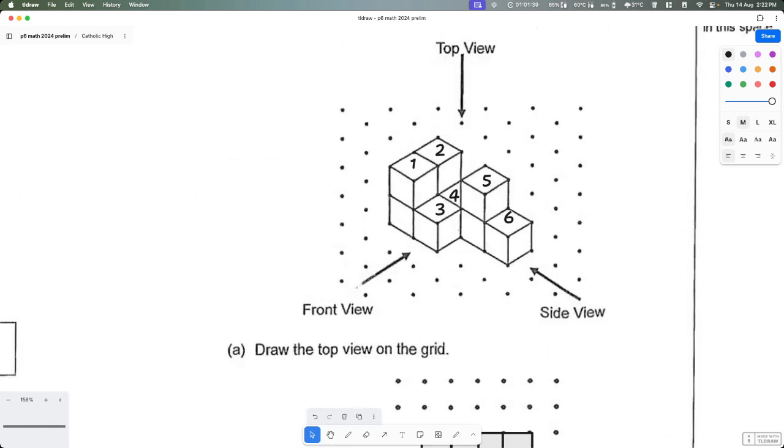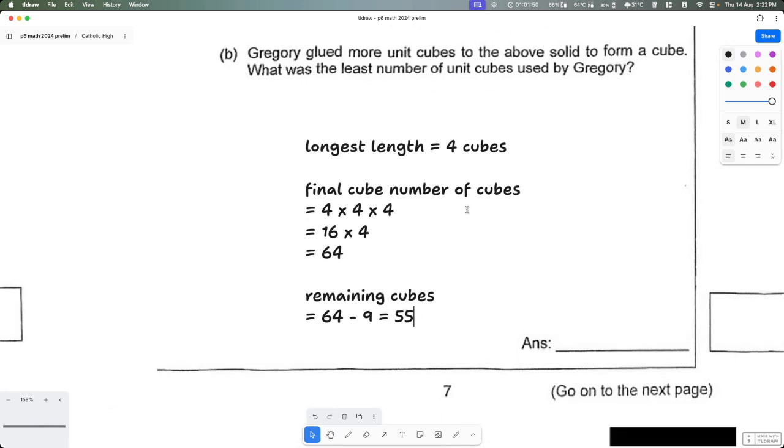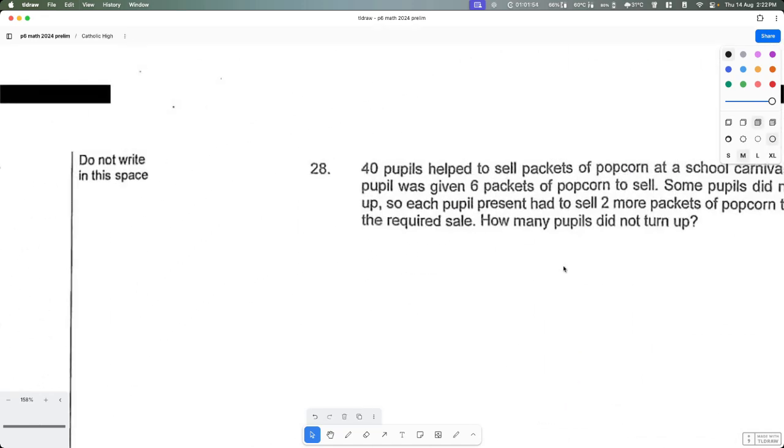Okay, so then we have 9 unit cubes. So the remaining cubes will then be 64 minus 9. This should be 55 cubes over here. So the answer is 55. Okay, so let's move on to the next question.